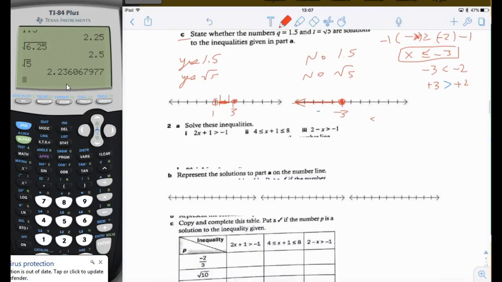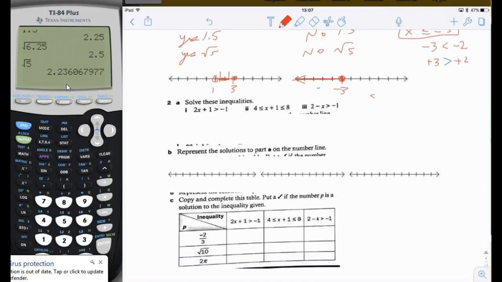Okay. Number 2, solve these inequalities. So now what we're going to do is, again, we're going to isolate the x, right? So if we have 2x plus 1 is greater than negative 1, we're going to subtract 1 from both sides, and then we're going to get 2x is greater than negative 2. We haven't multiplied by any negatives, so no, we're not going to reverse the inequality. Now we're going to isolate 2x completely by dividing both sides by 2. Now we're going to have x is greater than negative 1.